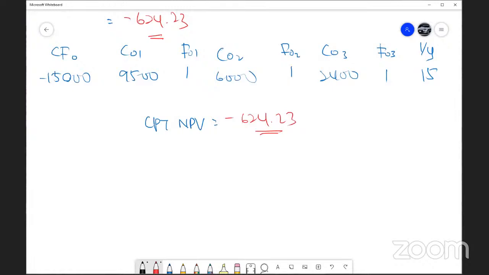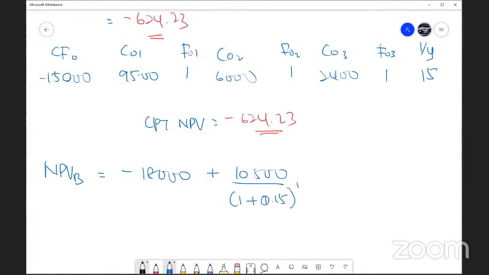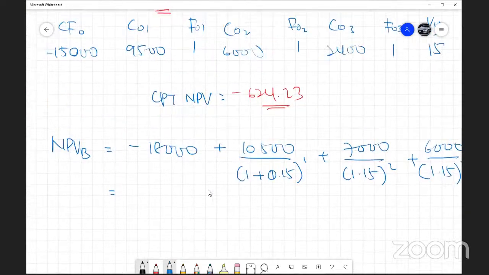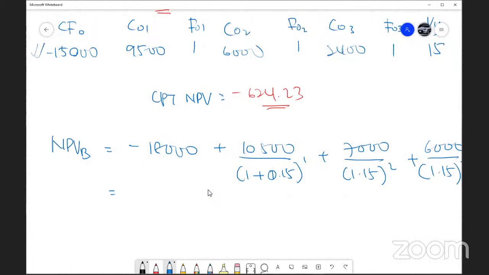So project B, repeat what I told you just now. NPV B is equal to, it started off with negative 18,000, plus cash flow 10,500 discounted by 1.15 power of 1, plus 7K over 1.15 power of 2, and lastly, plus 6K over 1.15 power of 3. So if you use scientific calculator, key one by one, and you can get the answer. Repeat this with the same method for your financial calculator, and you compute your NPV.